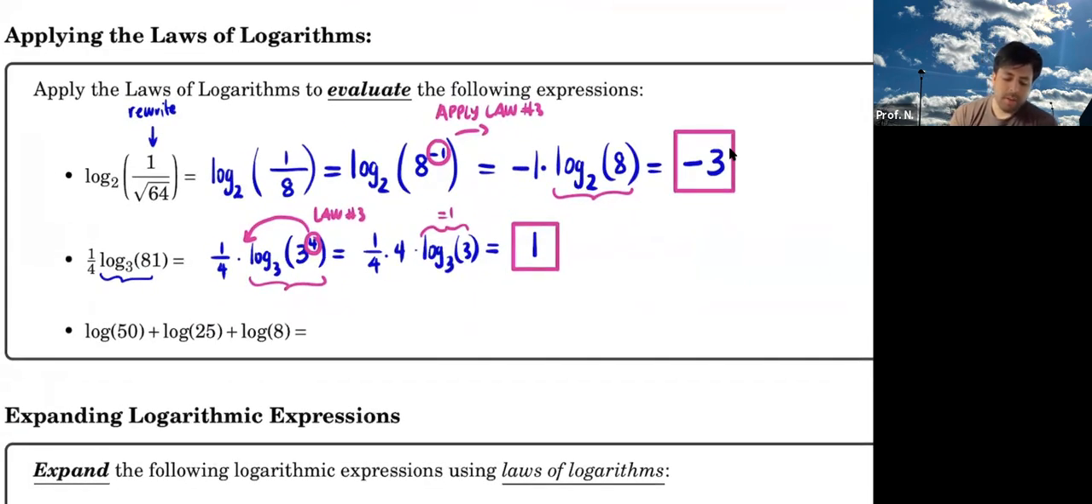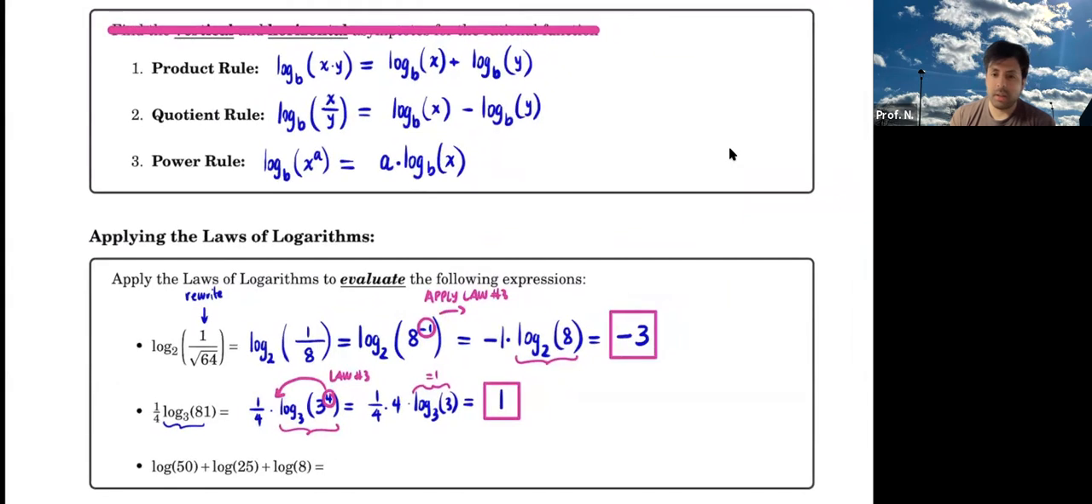Now the third one, we have log 50, log 25, and log 8. And we have pluses in between. So this is where we have to look at, how did we get 3 to the 4th? Well, you have to have an idea prior of what these numbers are. So most of the time, when they ask you to evaluate using the laws of logarithms, right? These numbers that you get at the end as the answer are very nice numbers. They're usually whole numbers, right? So what that means is these numbers like 3 and the 81 here, there should be some connection between them in terms of powers.